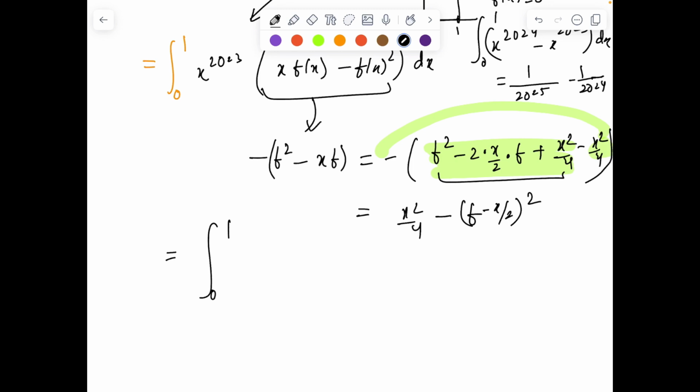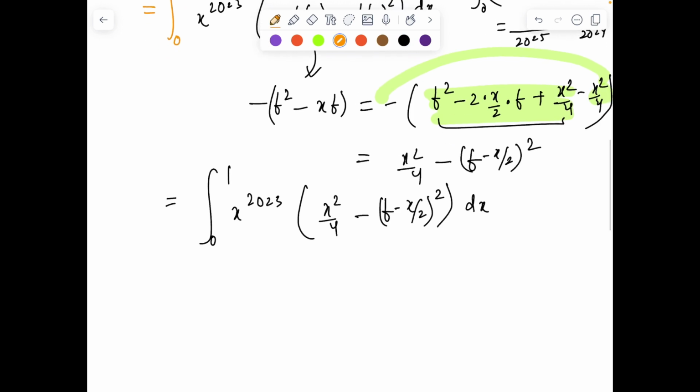Hence I can write the given integral as the integral of x^2023 times (x squared by 4 minus (f minus x/2) whole squared) dx. Now what is variable is this part. So if you want to maximize the integration, I must minimize this expression, right? Because f is the only function which is changing.